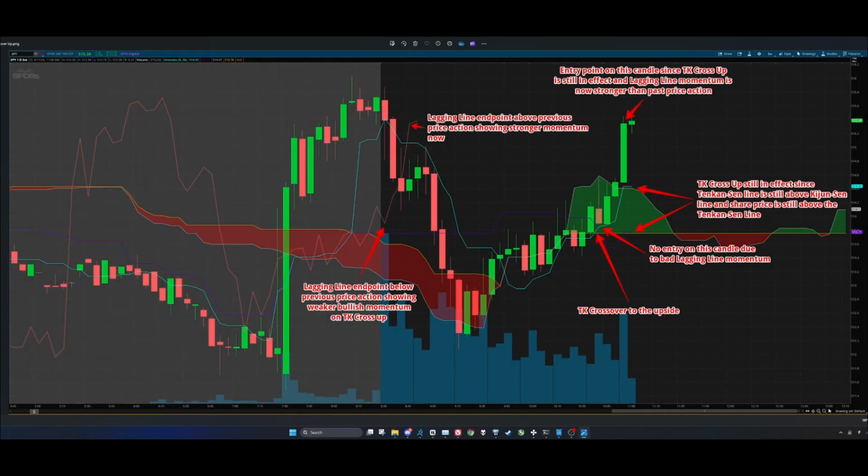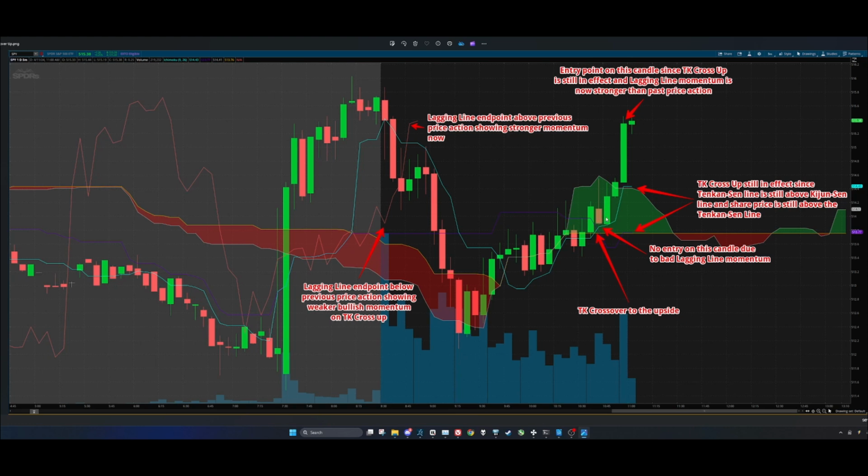So over here we have an example on SPY. We have a TK crossover to the upside here. This is on a 5-minute time frame, intraday. I don't remember which day this was. This was on 4/11/2024, so this year. So TK cross up, 5-minute time frame. Candlesticks are already above your conversion line, which is good.